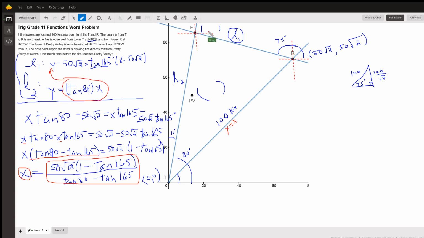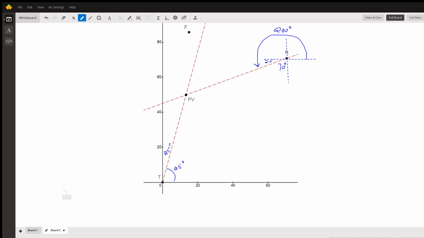And once you've got that, you're halfway there, or maybe not quite halfway. You've got to then find the coordinates of PV. And I'll talk about that on the next board a little bit. So over here, we've got that Pretty Valley is south 70 degrees west of Tower R, which means that this angle right here has to be 20.